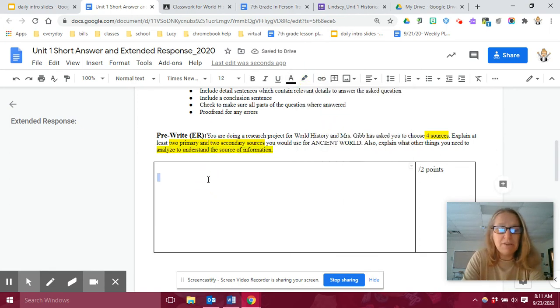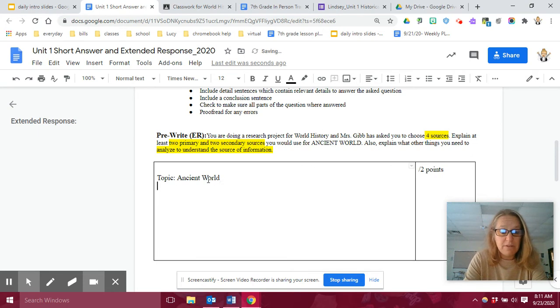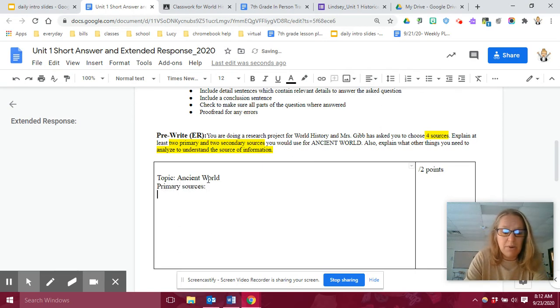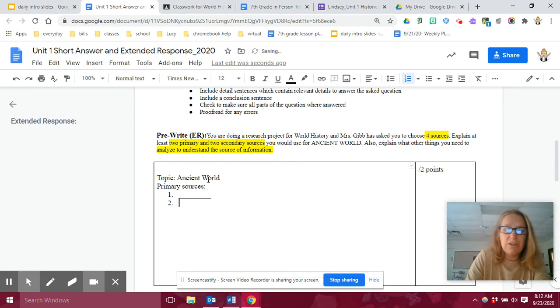All right, so we know our topic is ancient world. We know that we need four sources. So we're going to start with primary sources. I'm going to go underneath and put a 1. And I'll just kind of leave a dash and a 2. Something weird just fell in my room. All right, and then I'll hit enter again.